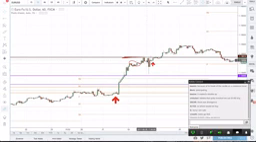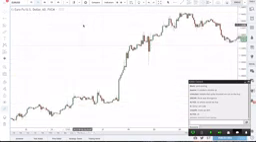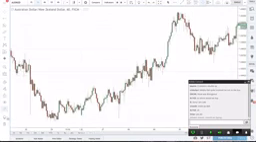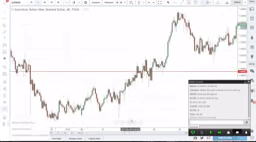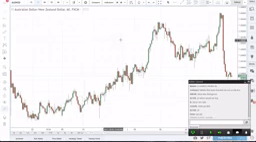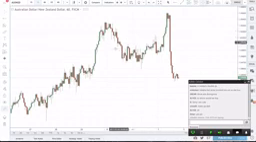Okay, let's take a look at another example where this will get a little bit clearer. Let's open up Aussie, New Zealand, let's say. Okay, so we're in Aussie, New Zealand. All right. Can we spot the ranges in this chart?